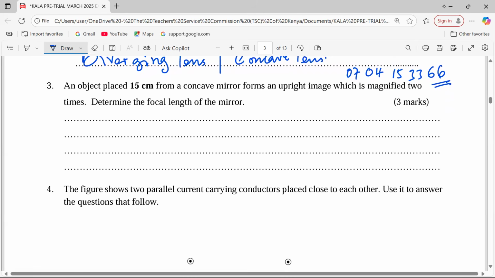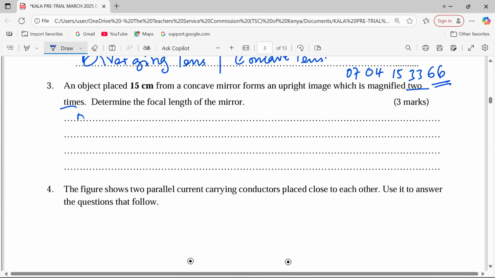Look at number 3. An object placed 15 centimeters from a concave mirror forms an upright image which is magnified 2 times. Magnified 2 times is some other language that can be used there. You can be told this particular image is twice the height of the object. That would mean a magnification of 2. Determine the focal length of the mirror.